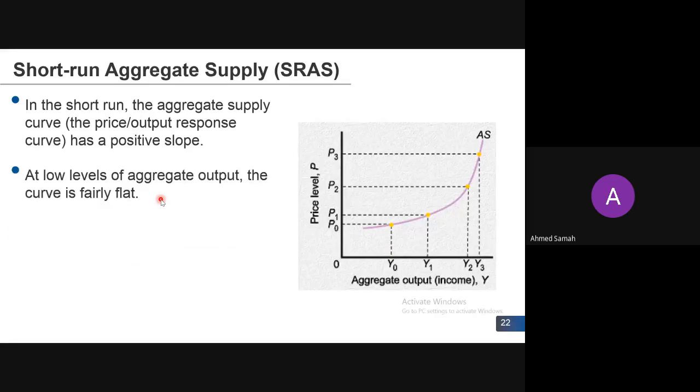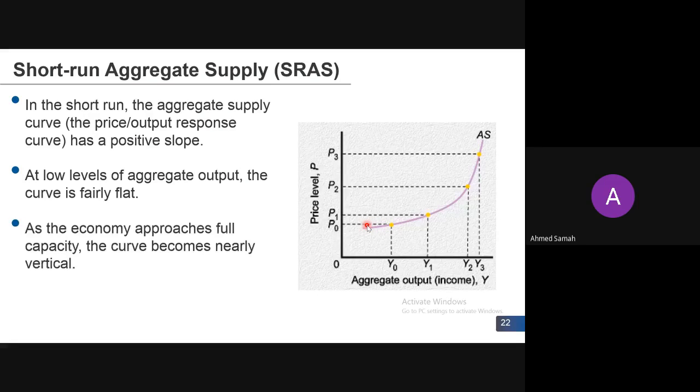One thing to remember is that at low levels of aggregate output, the curve is fairly flat. When there is a low level of output, Y0 and Y1, the curve is quite flat. As the economy approaches full capacity, the curve becomes nearly vertical, and it becomes vertical as the quantity increases. So at full capacity, the curve is vertical.